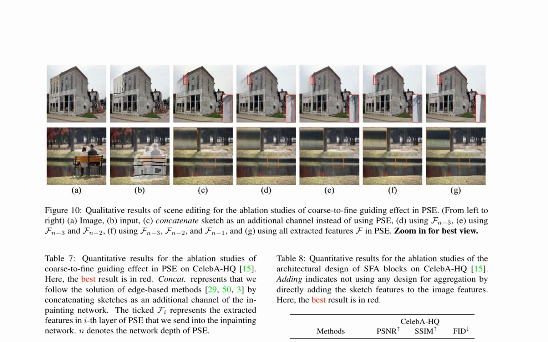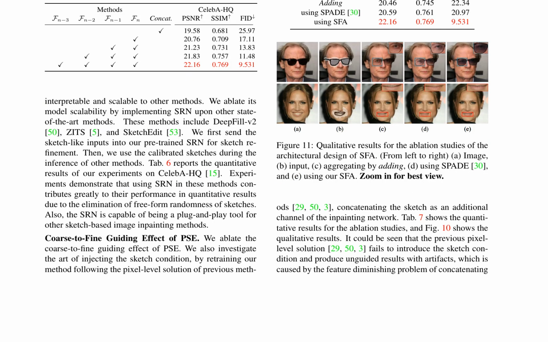In contrast, previous edge-based methods, which concatenate the sketch as an additional channel of the inpainting network, fail to introduce the sketch condition and produce unguided results with artifacts due to the feature diminishing problem. The proposed method outperforms these approaches, demonstrating the effectiveness of the PSIN in generating high-quality images.